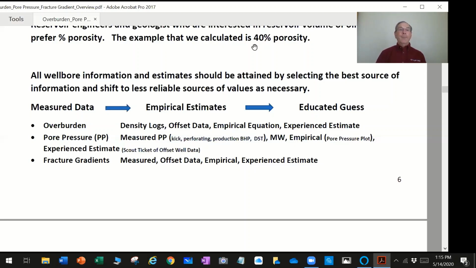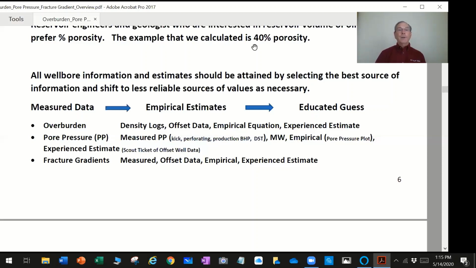So some examples for overburden is you can get a direct measurement off of the density log that measures overburden. And so if you have a log on a well that you've already run, you have a direct measurement there. But if you haven't drilled the well or the well's in progress, you're probably going to have to use overburden off of offset well data if you have it. And then if you don't have even an offset data point, you're going to use an empirical value that's been done based on a wide area of gathering data and make an equation that fits data. And then you may end up even making an experience estimate as a last resort.